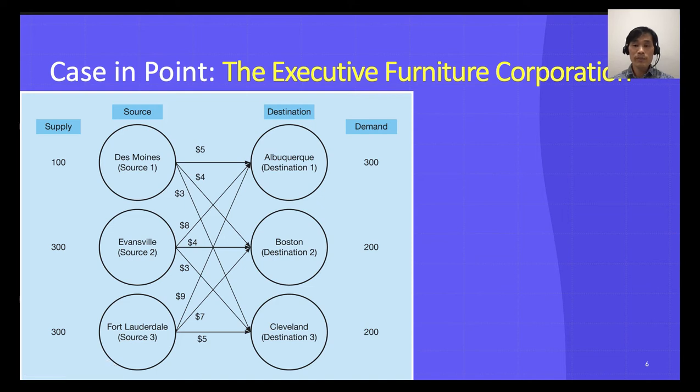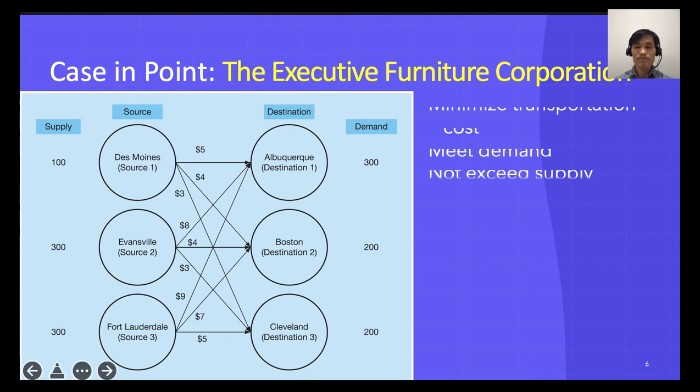The decisions to be made involve the number of units to ship on each route, so there is one decision variable for each arc in the network. So this is a node, and these arrows are called arcs. In this transportation problem, we want to minimize the transportation cost. We want to meet the demand in a timely manner, and we do not want to exceed supply because that's not going to be met or cause some kind of expedite orders.